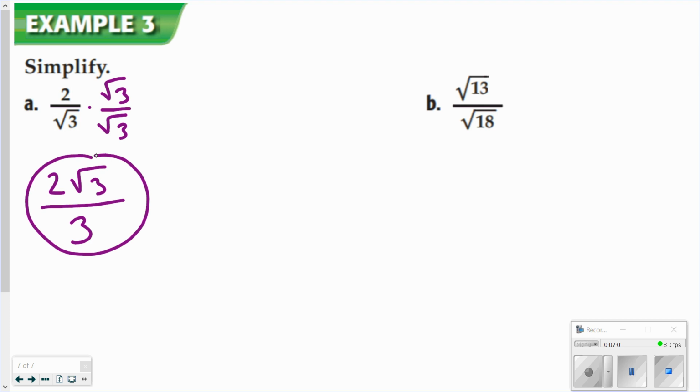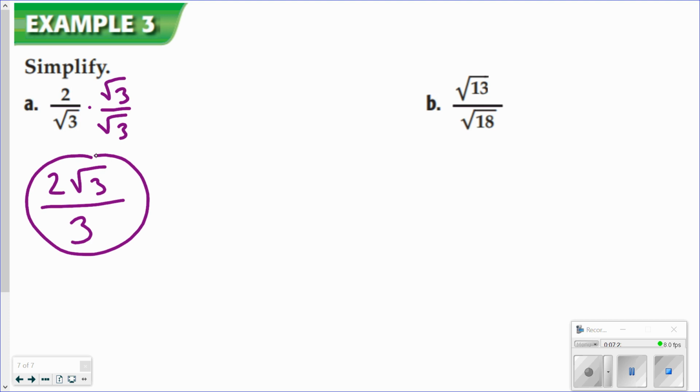We can double check that this is correct by plugging 2 divided by the square root of 3 in our calculator, and by plugging in 2 times the square root of 3 divided by 3, you will get the same decimal. You always want to get the same decimal. Let's move to part B.